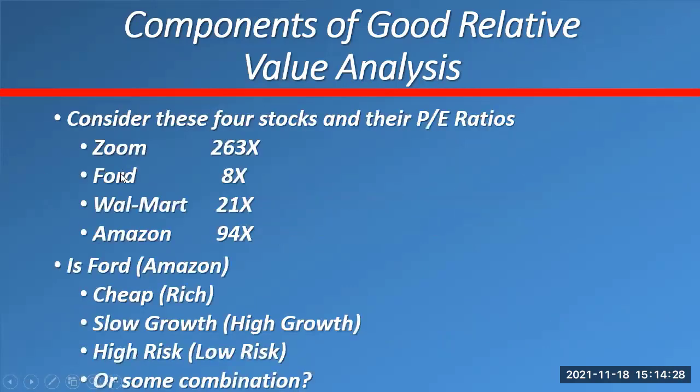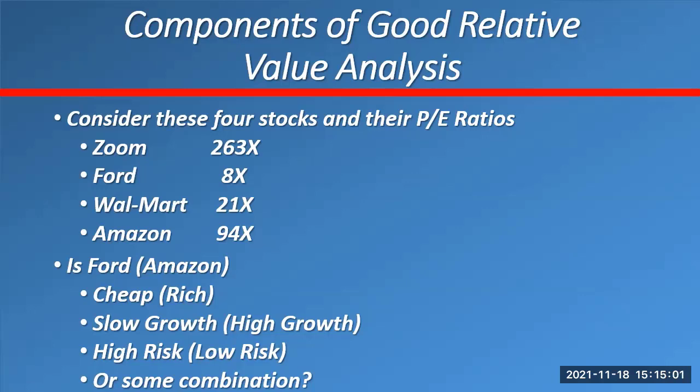All right, I don't know when I pulled these numbers, probably August, but Zoom was trading at 263 times earnings. Ford was at 8 times, Walmart 21, Amazon 94. So are they cheap or rich? Is Ford cheap or rich? Well, they're definitely cheaper than Zoom. You can get $1 of Ford earnings and you only pay $8 for it. So in the next 8 to 9 years, if Ford's earnings just stay about the same, you'll get all your money back on the stock. That's pretty good.